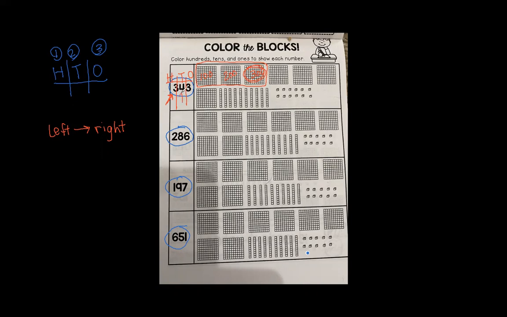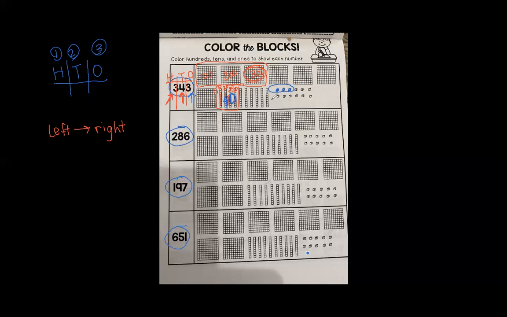The next place I need to look at is the tens place. There are four tens. One ten, two tens, three tens, four tens. This time I wrote counting by tens: 10, 20, 30, 40. I have a value of 40 for my tens. For my ones place, I have three ones. One one, two ones, three ones. So I have a total value of three.